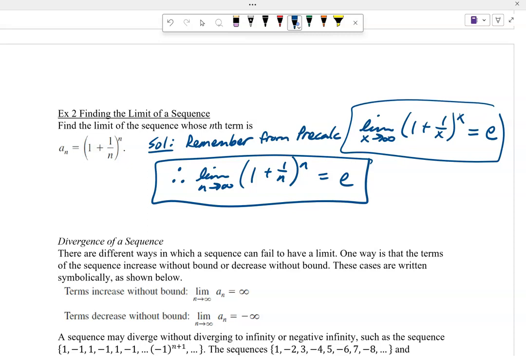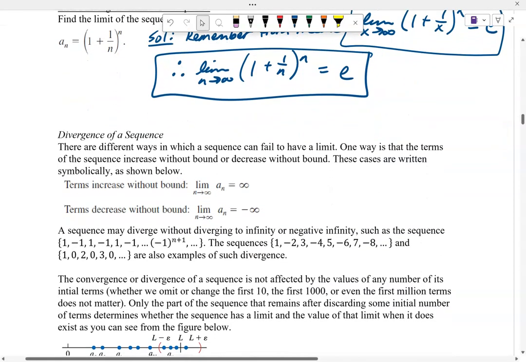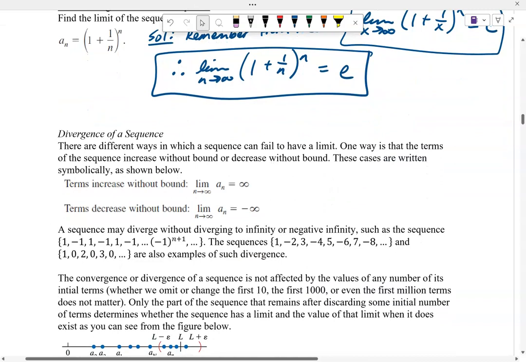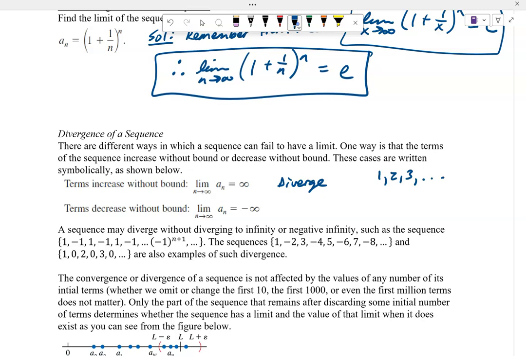Well, there's different ways in which a sequence can fail to have a limit, right? You can have it increase without bound, right? So this would diverge. It just keeps getting larger and larger. So for example, 1, 2, 3, and so on, right? It just keeps getting bigger, bigger, bigger, right? That's a diverging sequence.